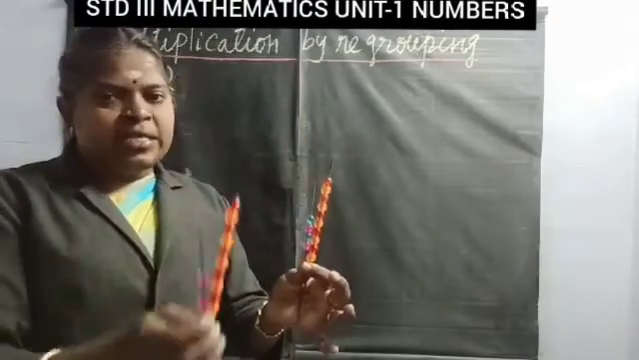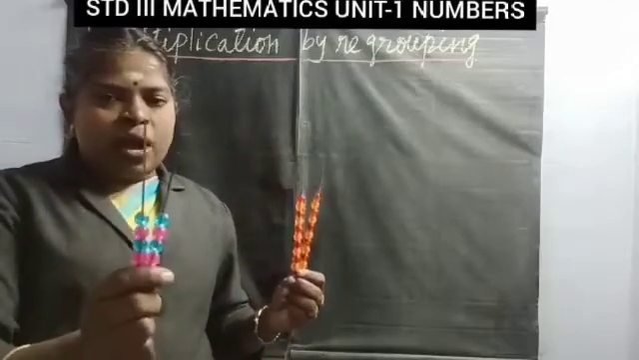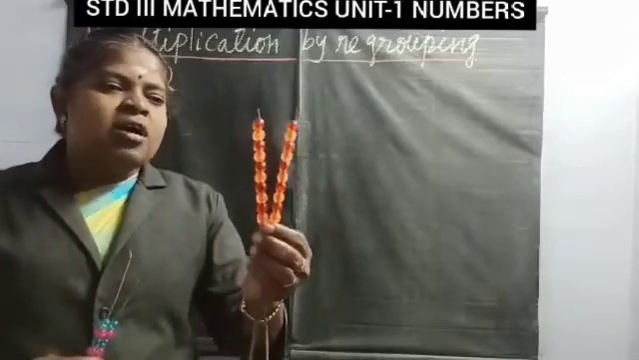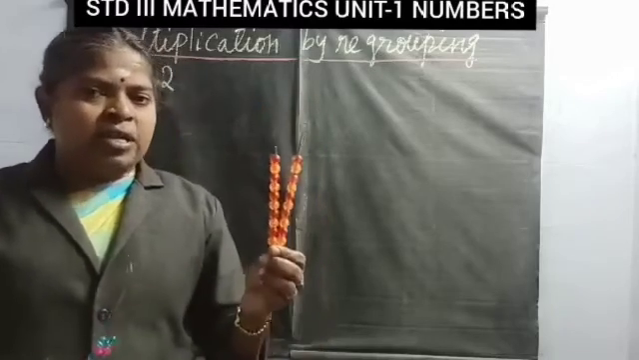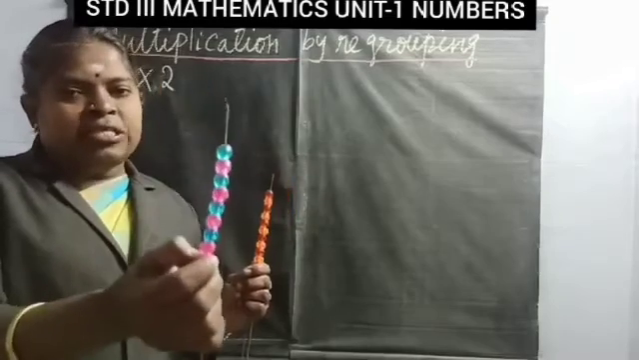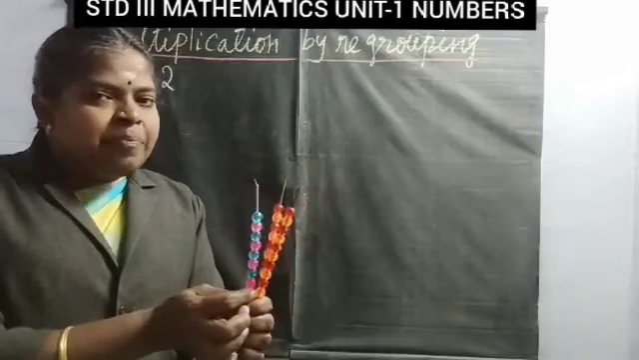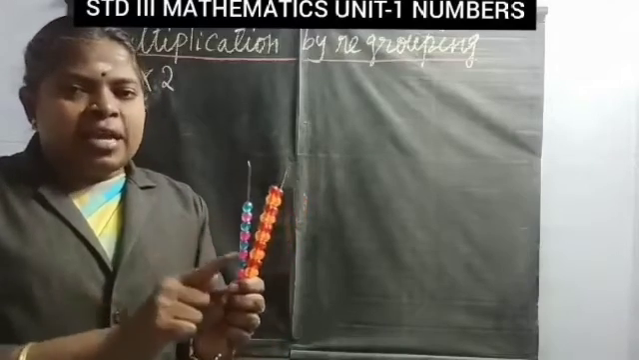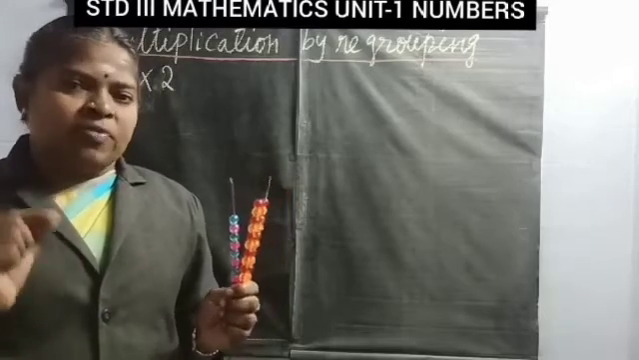14 plus 14. First we can add tens, then ones. So how many tens are here? 10 plus 10, 20. Here how many ones are there? 4 plus 4 is 8. So totally 20 plus 8 is 28. So 14 added 2 times we will get 28.